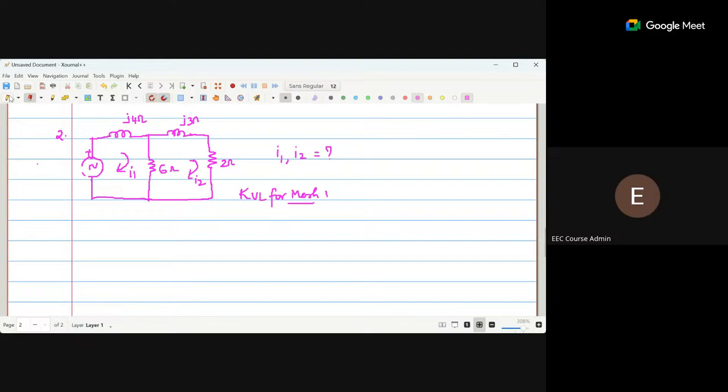Plus is at the top, minus is at the bottom. That is the polarity. This is 5 ∠0 volts. Okay, so tell me KVL. I1 into j4 ohm plus 6 into I1 minus I2 minus 5 equal to 0, or equal to 5. So this will be I1 into 6 plus j4 minus 6 I2 equal to 5.